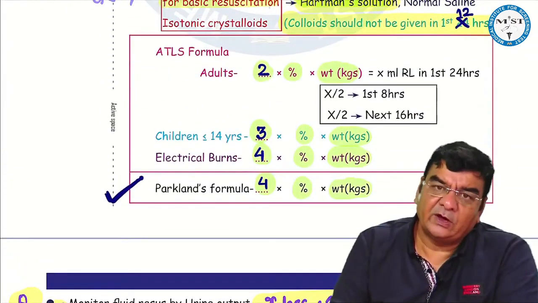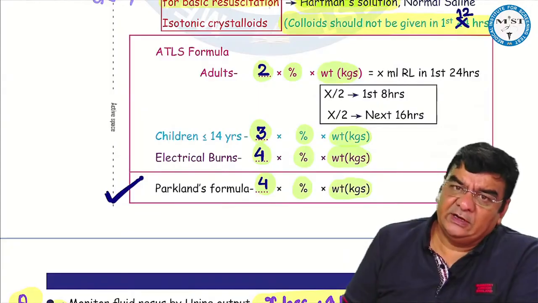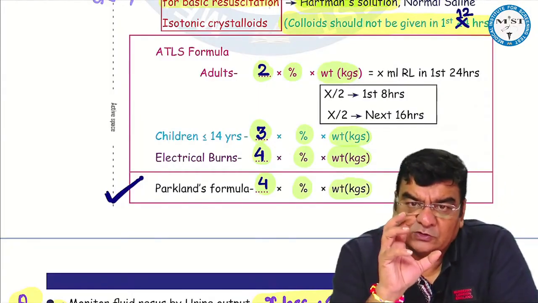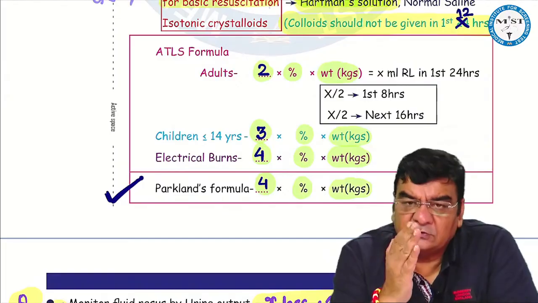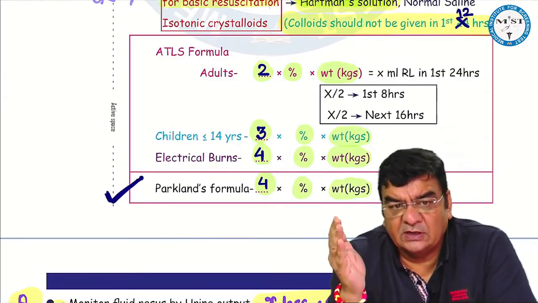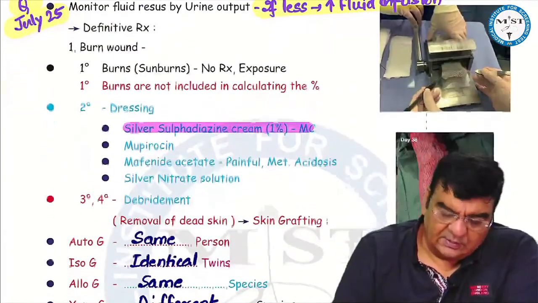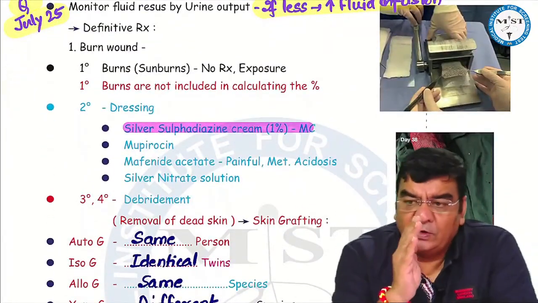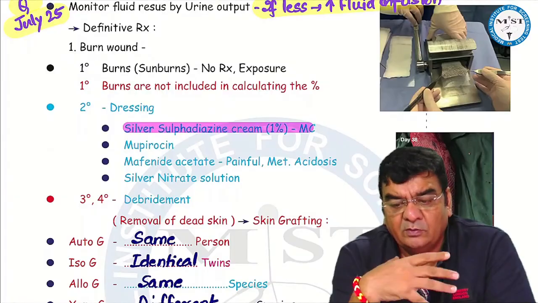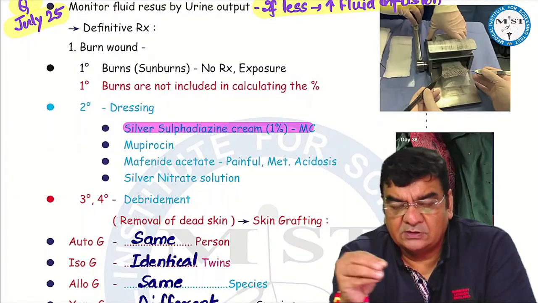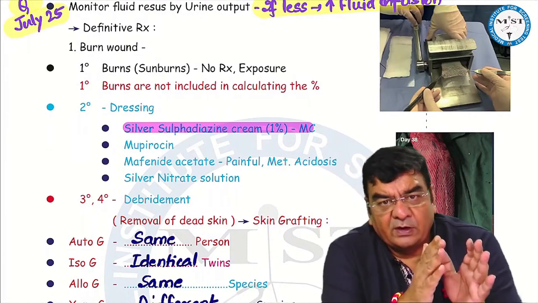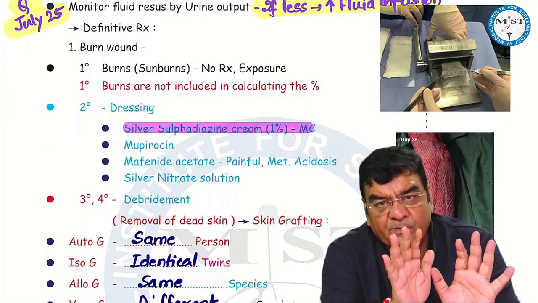Whatever fluid you have calculated, whether it is Parkland or ATLS, this total amount of Ringer lactate has to be given in the first 24 hours. Half of this fluid has to be given in the first 8 hours and the remaining half in the next 16 hours. Once airway, breathing, circulation are managed: airway, oxygen going down; breathing, lungs expanding; circulation, sufficient pressure in the pipeline, oxygen is supplied to the vital organs, life is saved.